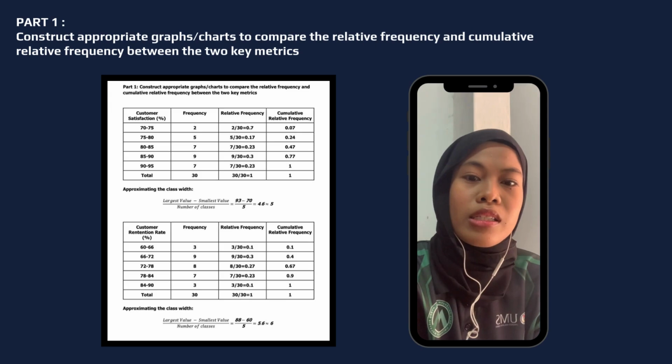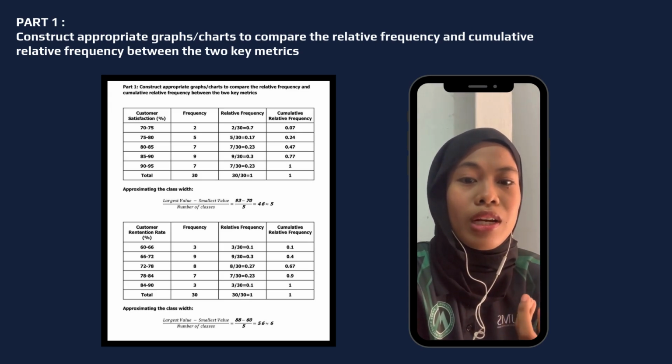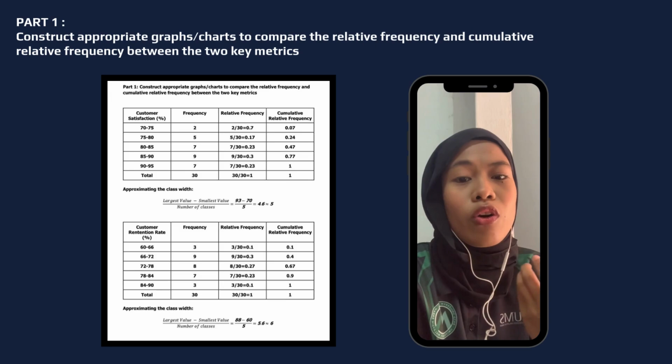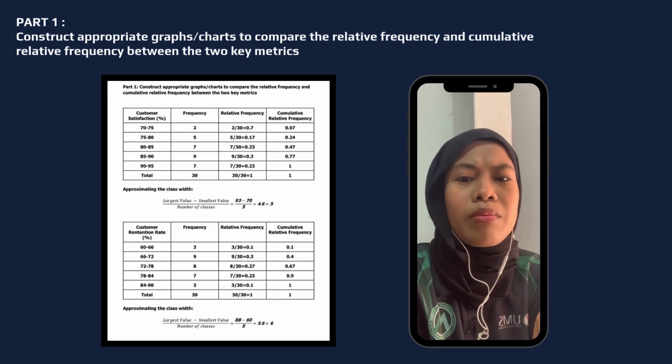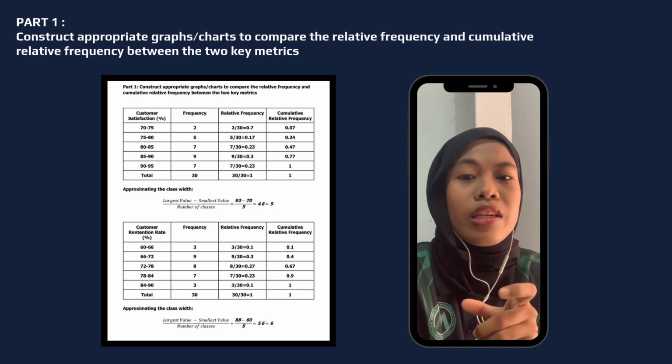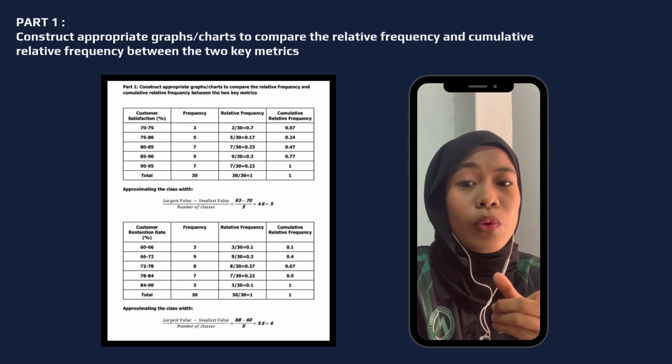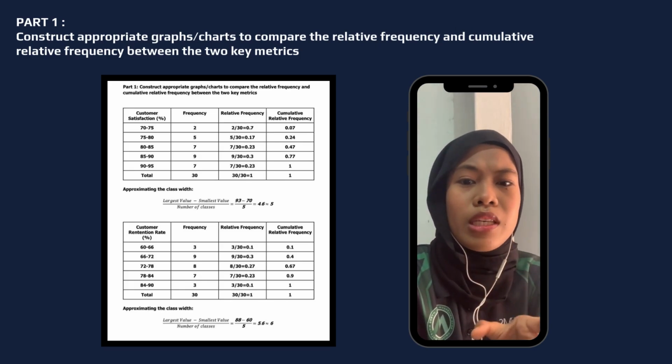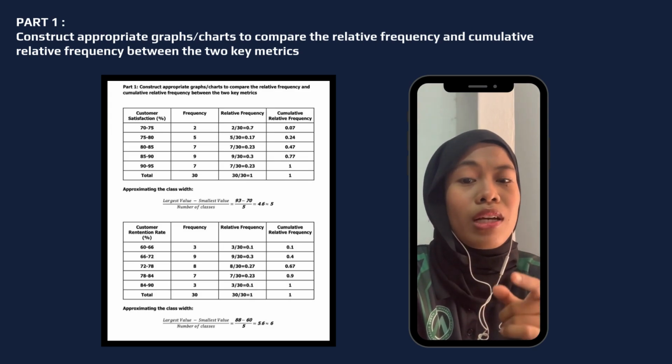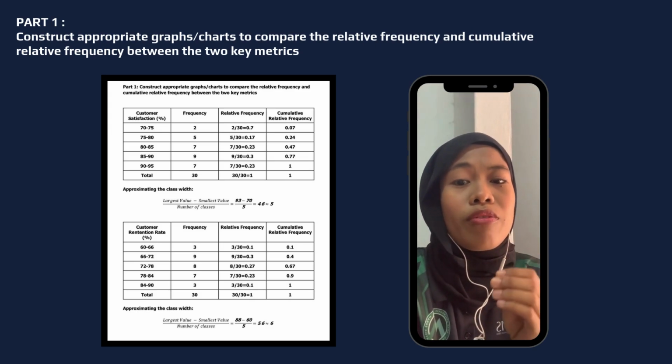Next, cumulative relative frequency is calculated by adding up the relative frequency progressively. So this helps us see the percentage of customers who fall within or below a certain range. By the time we reach the 85 until 90 interval, the cumulative relative frequency is 0.77, meaning 77% of customers have a satisfaction score of 90 or lower.